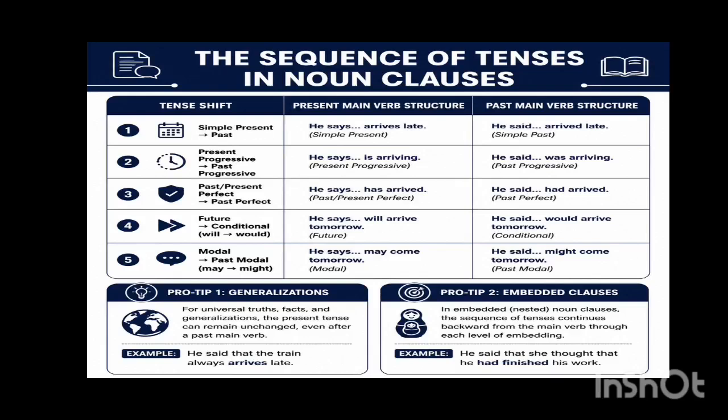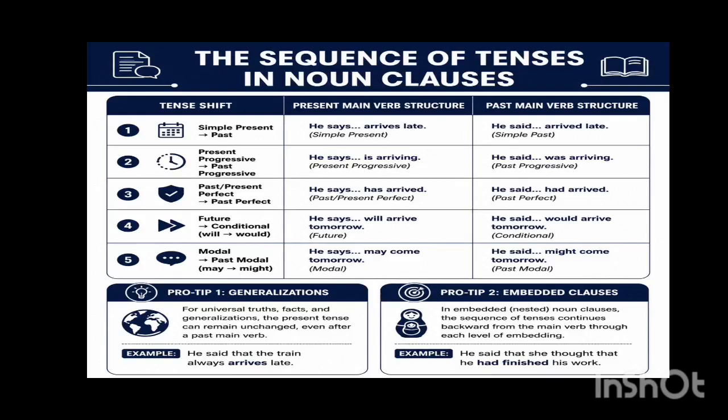And we have future and modal. Yes, future will becomes the conditional would. And modals like may become might. For example, he says he will come becomes he said he would come. Or for modal, he says he may come tomorrow becomes he said he might come tomorrow.